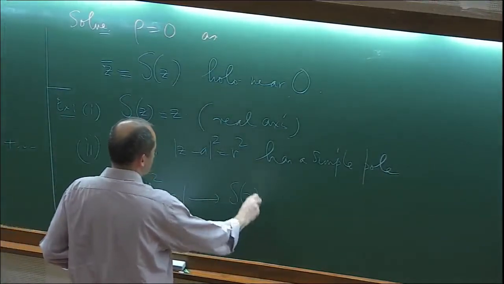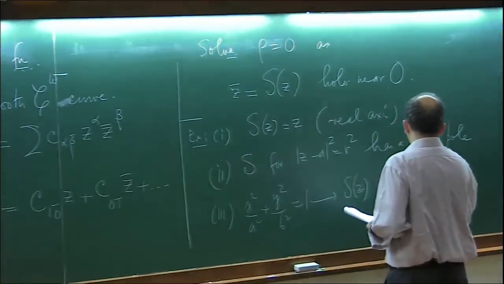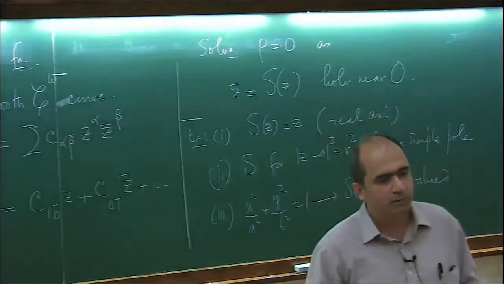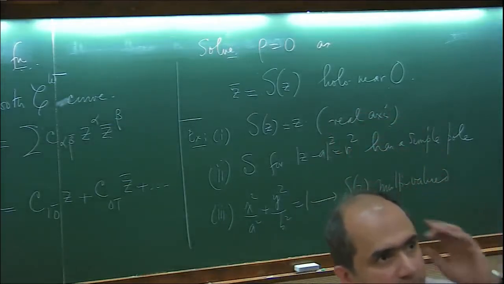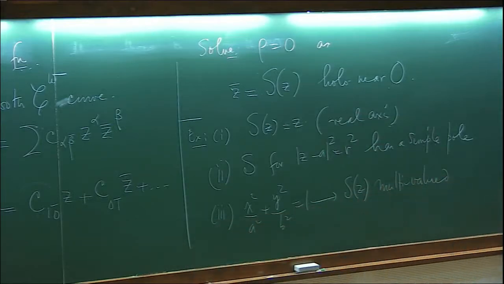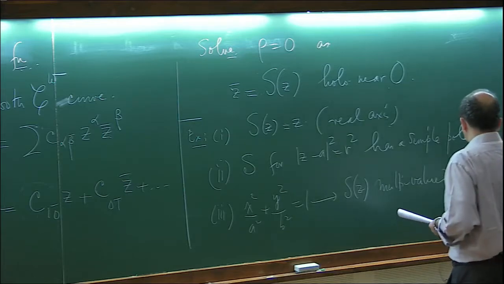And for the ellipse, the Schwarz function was multivalued. Of course, it's multivalued globally, okay? But as we had seen, if you restrict attention to just a small neighborhood of the boundary, this is a well-defined function, holomorphic, multivalued globally.